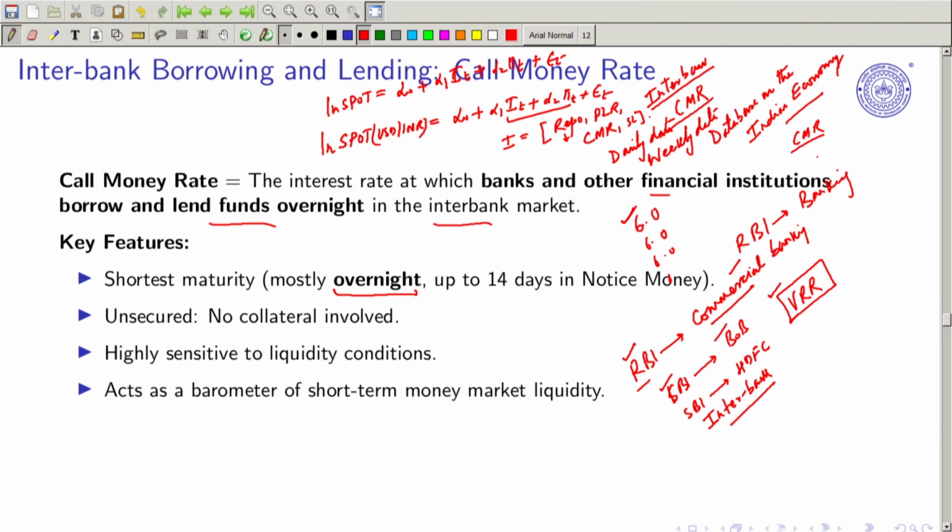And then here we have the CMR. CMR has a continuous series. So a lot of times in real life applications, when you want to work on these types of issues, you will find the CMR, the call money rate, helping you in such analysis.